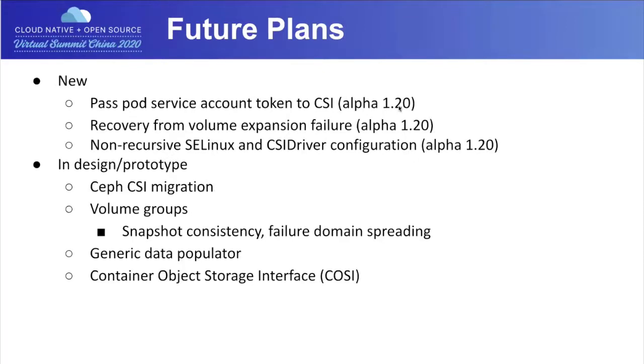We also have some features that we are going to introduce as alpha features in the 1.20 release. The first one is passing service account token to CSI. This feature proposes a way to obtain service account tokens for pods that the CSI drivers are mounting volumes for. And the second feature is recovery from volume expansion failure. This allows recovery from volume expansion failure caused by insufficient quota.